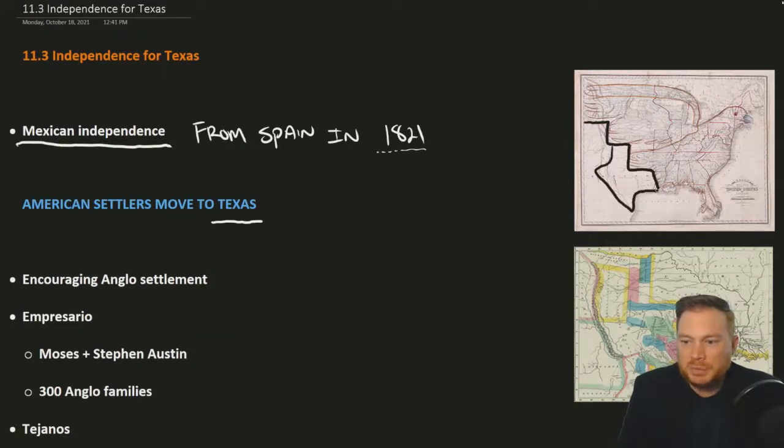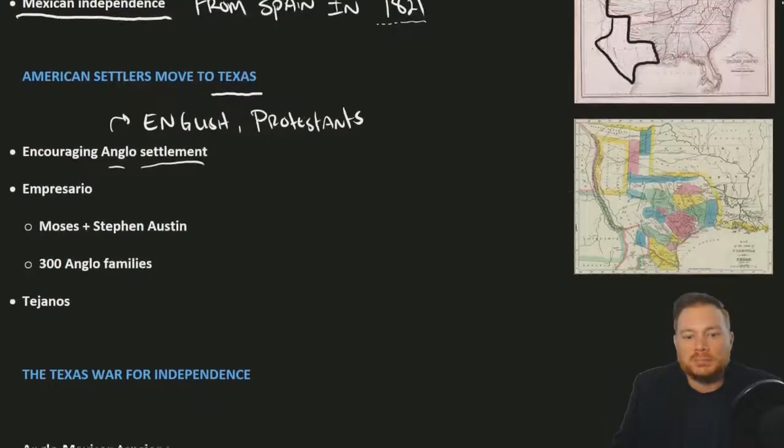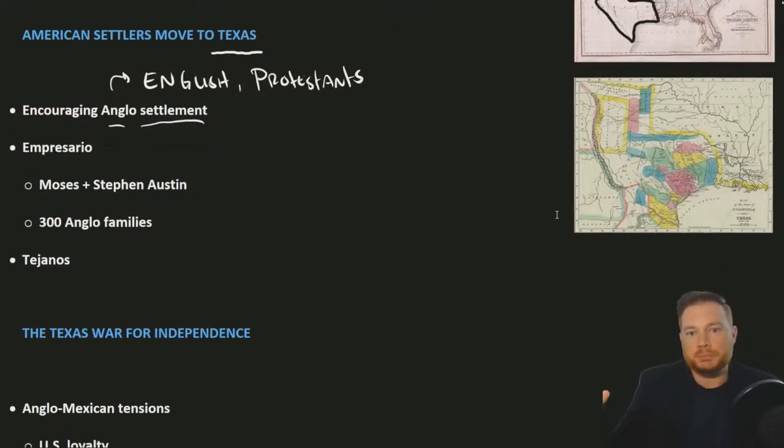Now, both Spain and Mexico encouraged Anglo settlement into Texas. By Anglo, we mean English speaking, so in terms of language, people who speak English, and in general are Protestants. So it's much more of an ethnic category. That's opposed to the majority of people in the Spanish Empire, now Mexico, who are Spanish speakers.